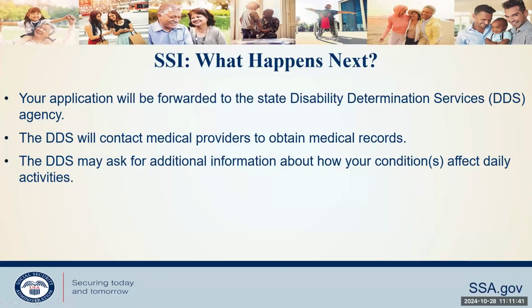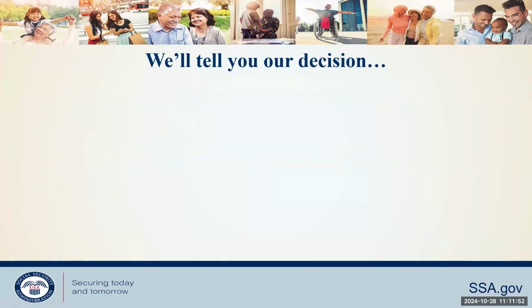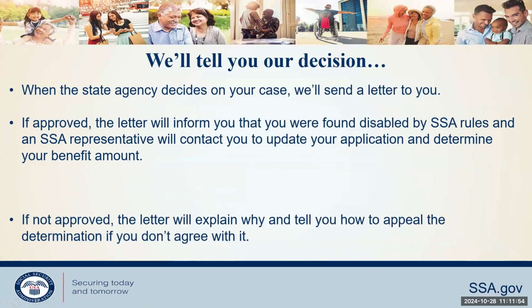When they turn 18, however, we do have to do a brand new medical decision on children to determine if they're still disabled based on adult criteria. That's called an age 18 redetermination.